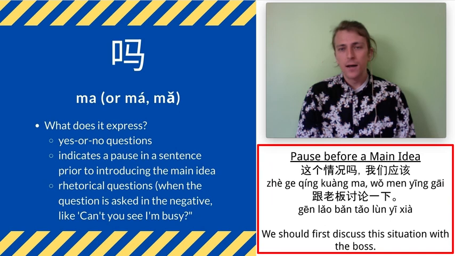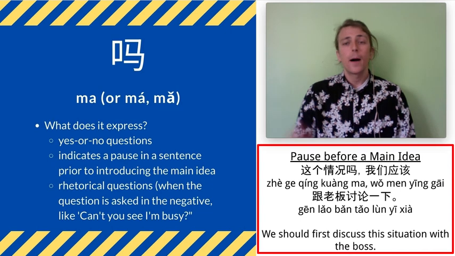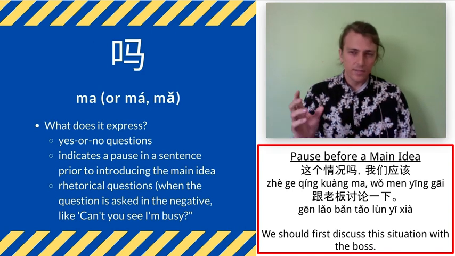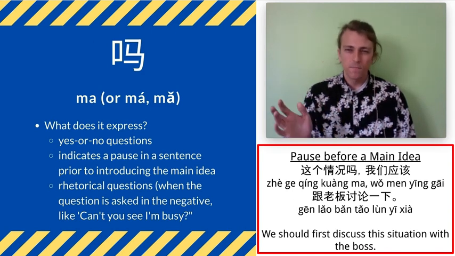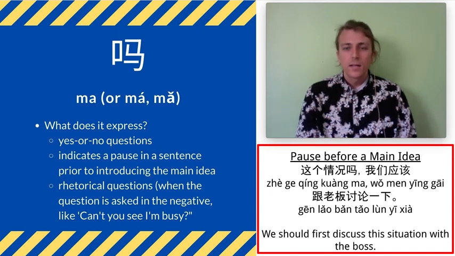You can also use ma in more formal situations as a pause before a main idea. So, for example, 这个情况嘛，我们应该跟老板讨论一下。这个情况嘛，little pause. 我们应该跟老板讨论一下。So the translation I have there is what we would probably say in English. We should first discuss the situation with the boss. But if we translate it more literally, it would be this situation, I think we need to discuss it with the boss, something like that, or we should discuss it with the boss. So yeah, it just gives you a little time to draw attention to your main idea.